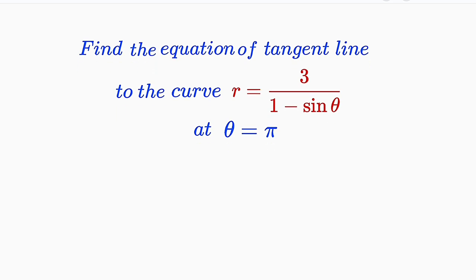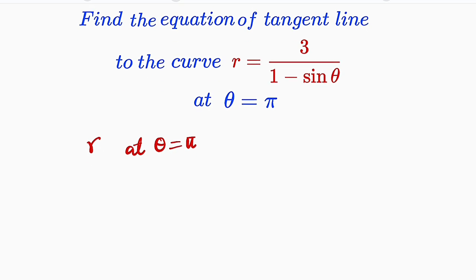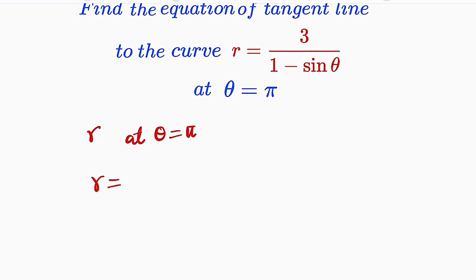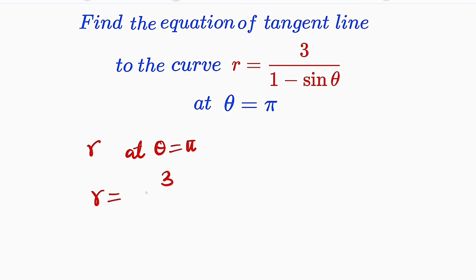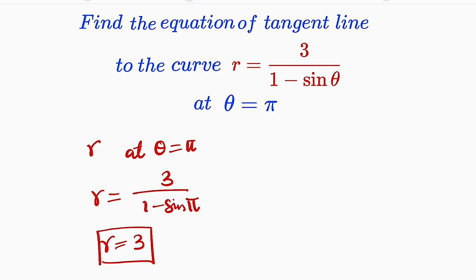Let's get started. First of all, I would like to find two values, r and dr over d theta. So let's start with r at a point where theta is equal to pi. R will be equal to, from that equation, 3 divided by 1 minus sine of pi. Sine of pi is equal to 0. 1 minus 0 is 1, so the denominator is 1. 3 divided by 1 is 3, which implies that r is equal to 3.